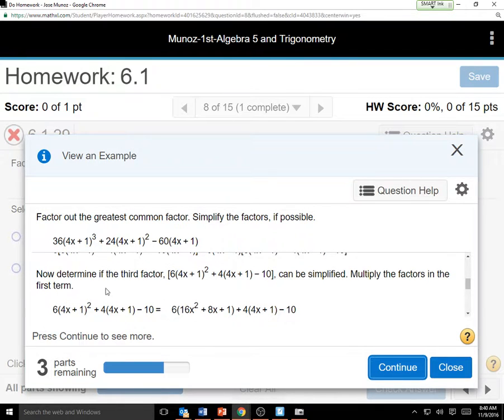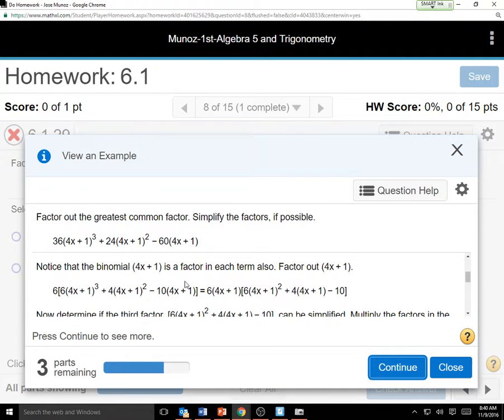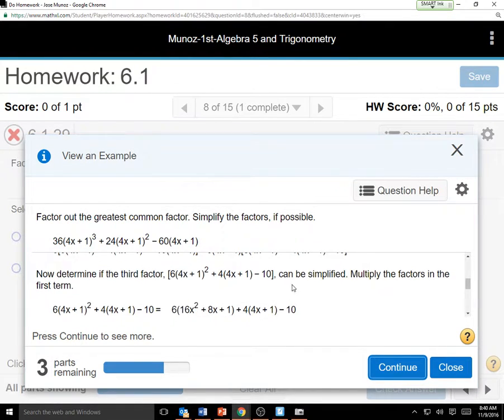Now they're saying, now determine if the third factor, 4x plus 1, can be simplified. Multiply the factors in the first term. So they're taking this, they're taking 6x plus 1 plus 4x. What about the minus 10?